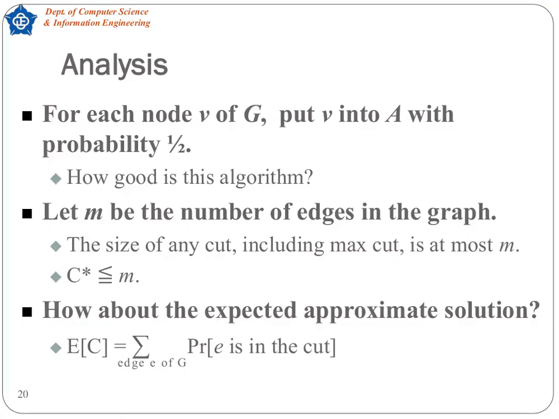To help us analyze this, let's define m as the total number of edges present in our graph. This immediately tells us that the size of any possible cut, even the absolute maximum cut, which we'll denote as C star, can be at most m. That's our upper bound, right? So then we naturally ask, what about the expected approximate solution? How do we quantify that? We represent the expected value of the cut, EC, as the sum over every single edge e in graph G of the probability that edge e is actually included in the cut. This formula is key to understanding the algorithm's typical performance.